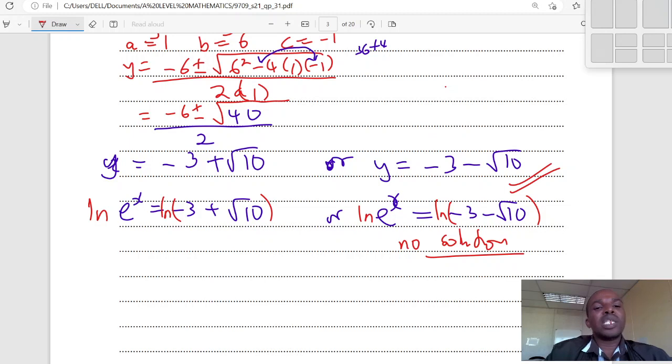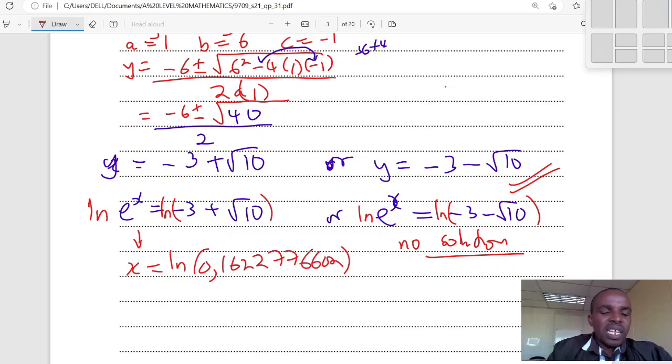Well, the solution is positive. So this one is correct. So I can take this one and find a solution based on this part. So ln e to the power any number is equal to that number, which means ln e to the power x is equal to x, which equals ln of 0.16227766602, something like this. Then I take ln of the answer, and I'll get negative.